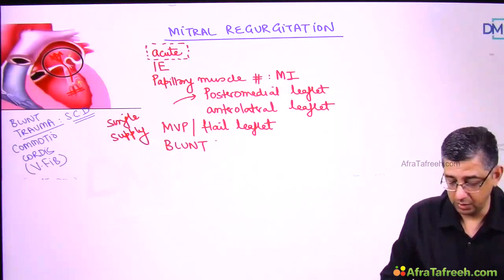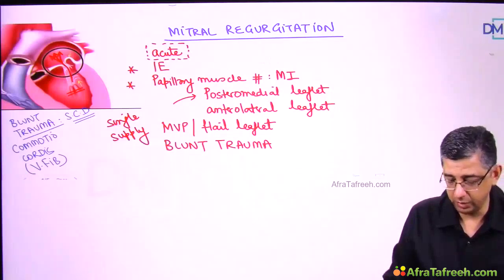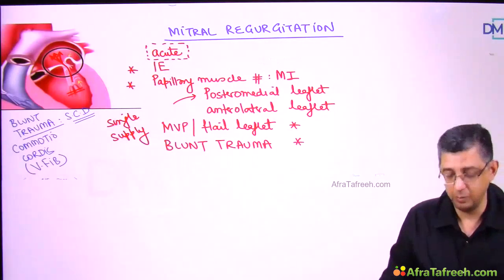So blunt trauma chest is also a worthwhile cause to be remembered. So four causes are infective endocarditis, myocardial infarction, myxomatous degeneration of mitral valve prolapse, and a blunt trauma.